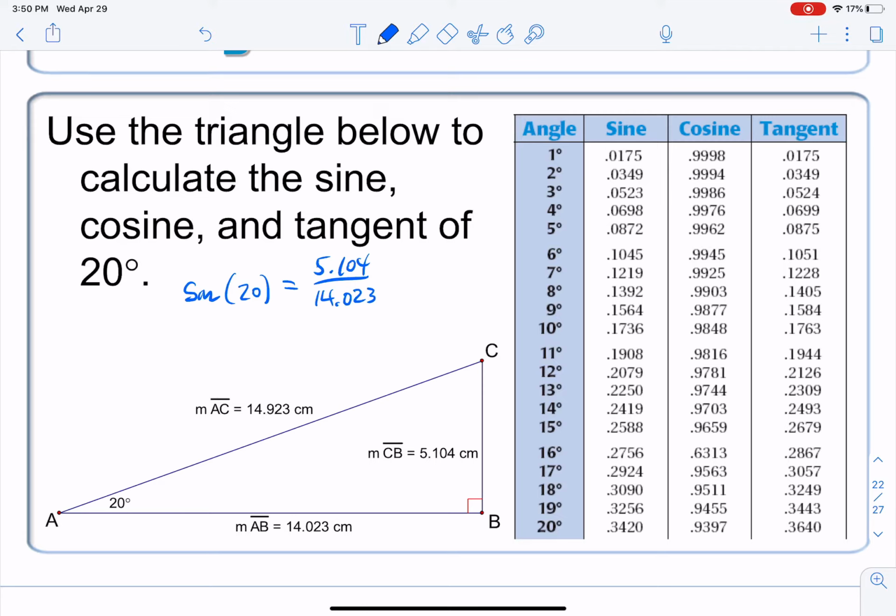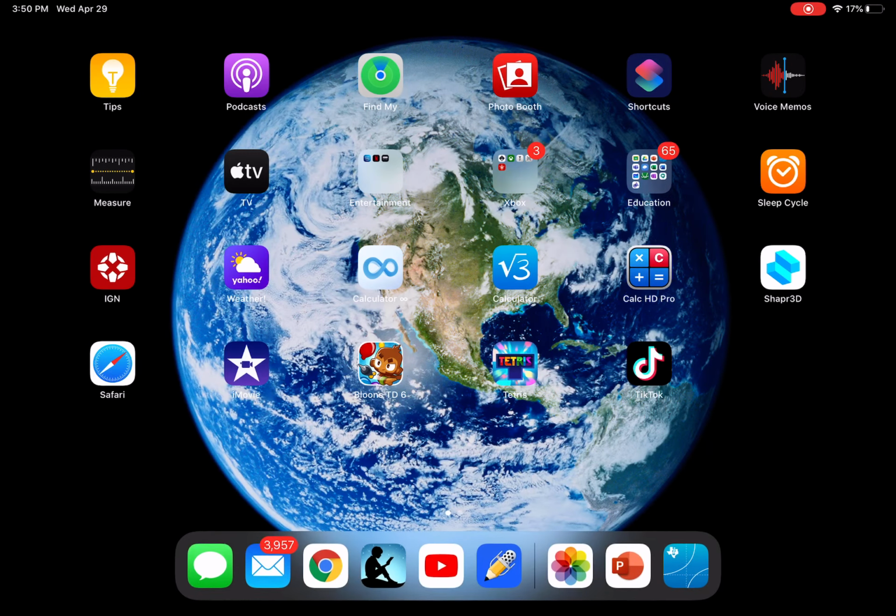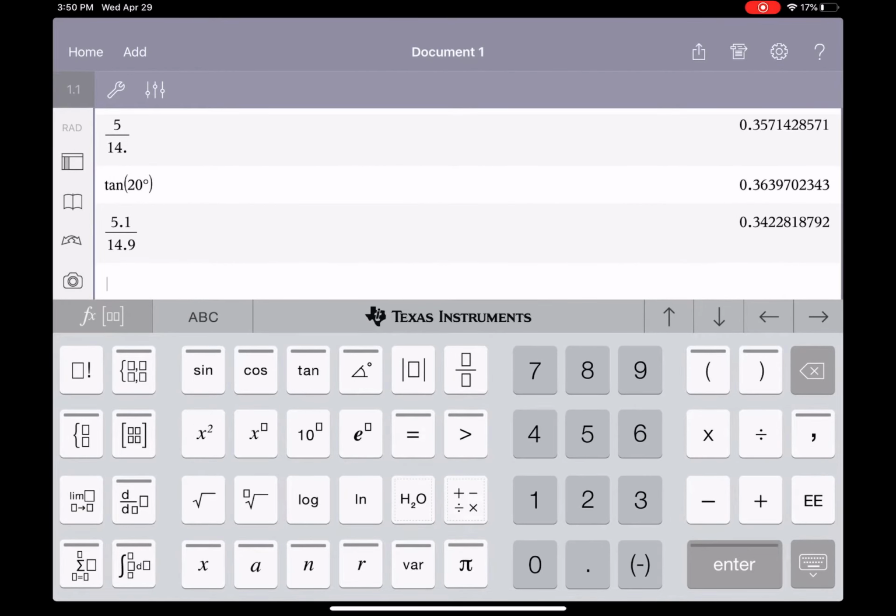There's very little chance that I'm just going to call it right up here. Have something to look at. And then call up the calculator again. And then let's divide these numbers. I have 5.104 divided by 14.023.